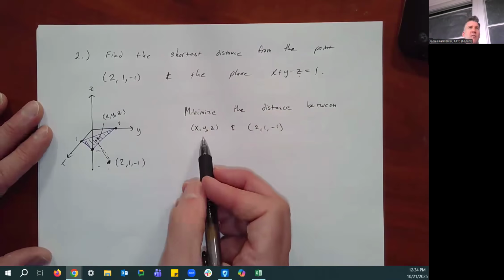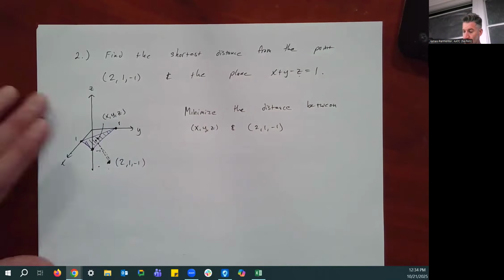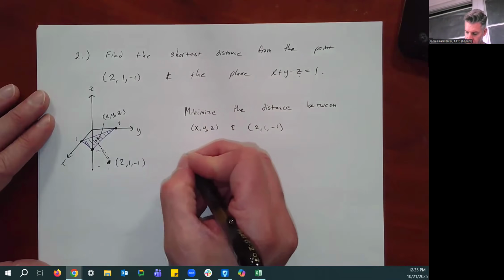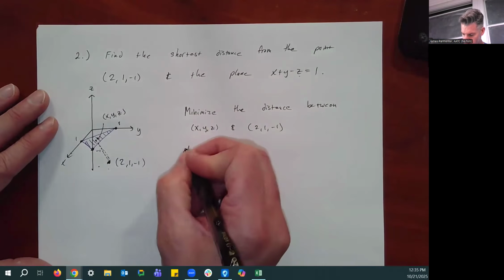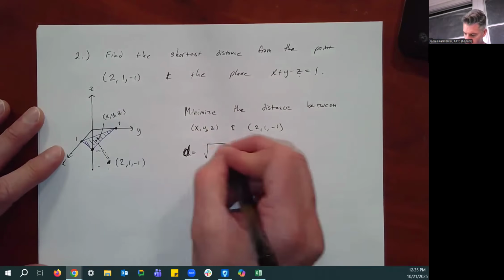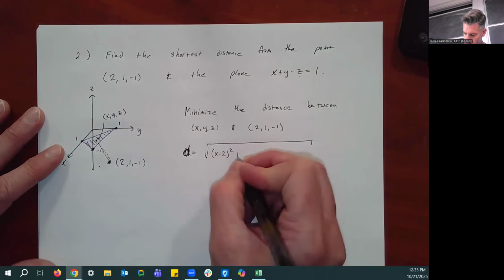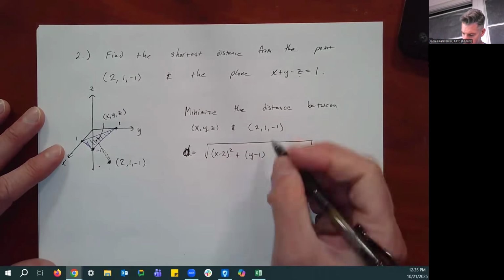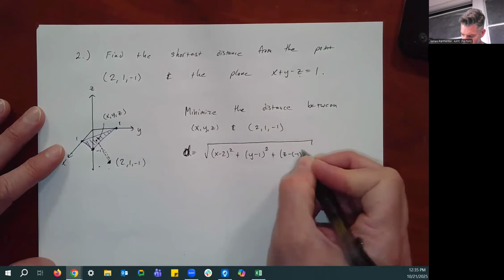If we knew this point, there would be nothing to do, right? We'd already know the 2 points, and we would just say, oh, the distance is what it is. So that's going to look like minimizing the distance, which is, I should use a lowercase d here because capital D means something else in our class. The distance, which is the square root of the difference in the x's squared plus the difference in the y's squared plus the difference in the z's squared.